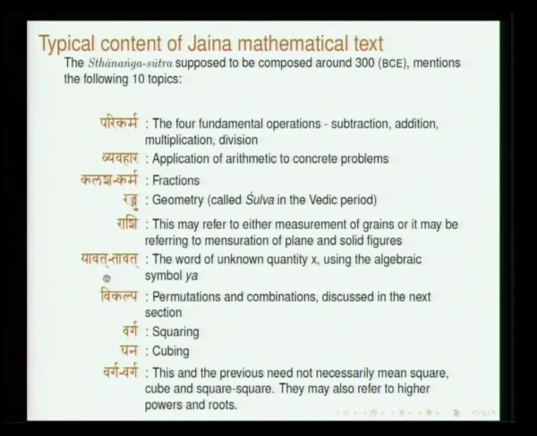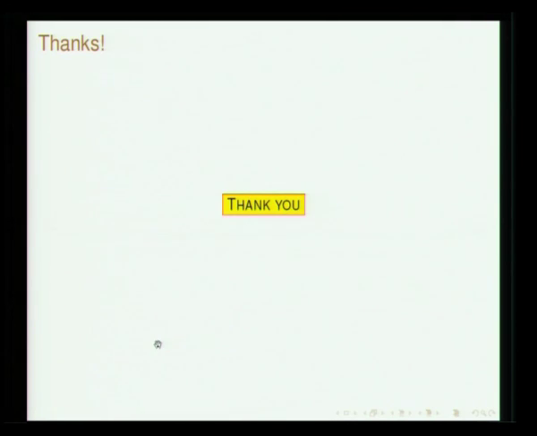I just skip this and give you an idea of what the various topics are which are discussed. In any typical Jaina text, there is parikarma, which you might have seen when Professor Sriram discussed Mahaviracharya. Then Vyavahara, Rajju, Rashi, Yavat Tavat, unknown quantities. Vikalpa, of course, permutation and combination. Varga Varga and so on. With this I conclude my session on Aryabhatiya as well as Jaina mathematics, the ancient Jaina mathematics, okay. Then we will have a discussion on Brahmagupta and so on. Thank you.